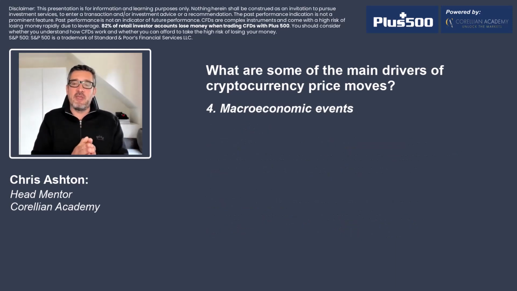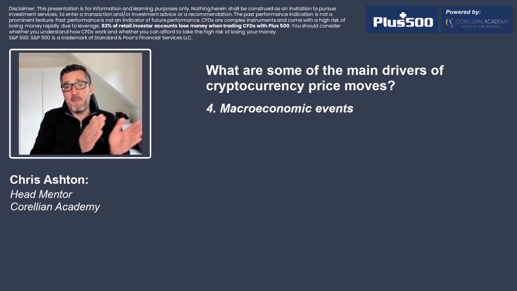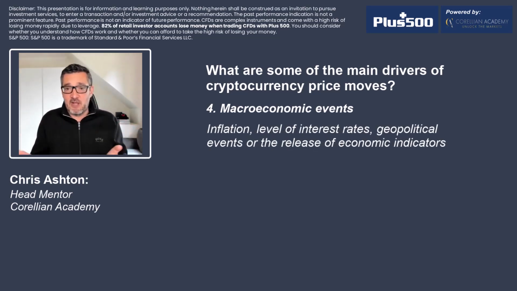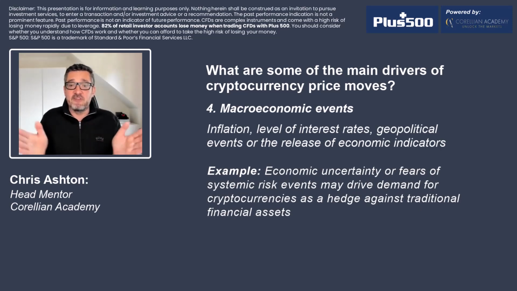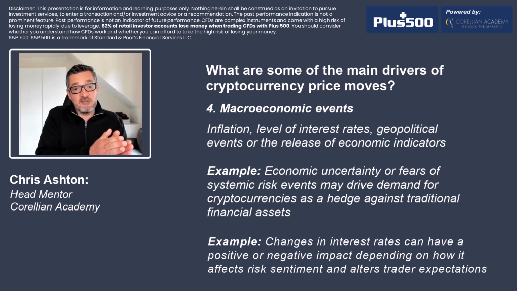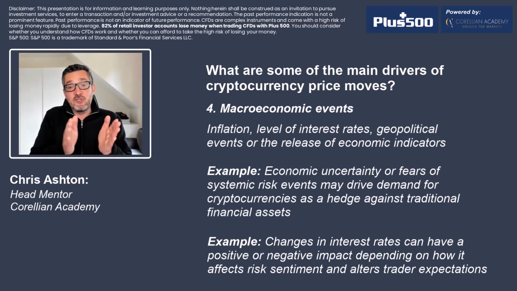The final category is macroeconomic events. Just like equity markets, FX, and commodity markets, cryptocurrency prices can be influenced by macroeconomic events and broader economic factors such as inflation, the level of a country's interest rates, geopolitical events, and the release of economic indicators. For example, economic uncertainty or fears of a systemic risk event may drive demand for cryptocurrencies as a hedge against traditional assets, while changes in interest rates can have a positive or negative impact on prices, depending how it impacts general risk sentiment and alters traders' expectations.